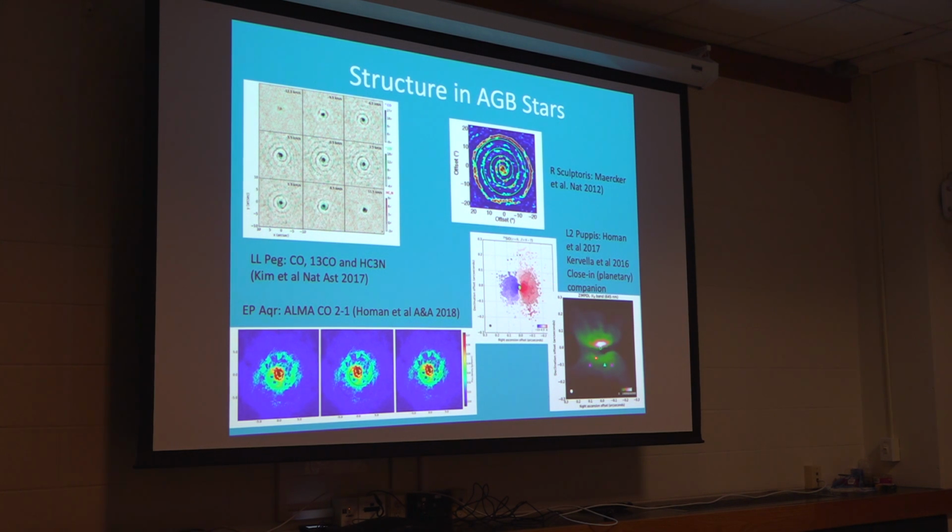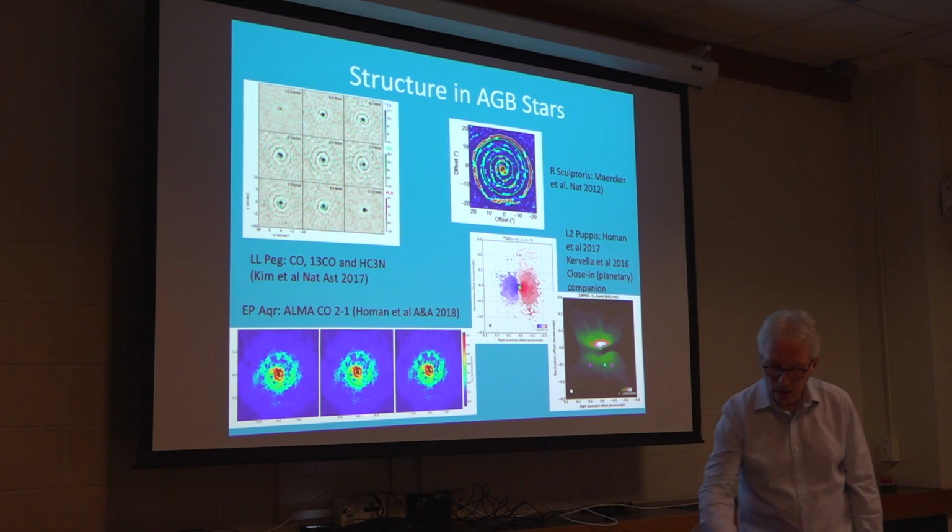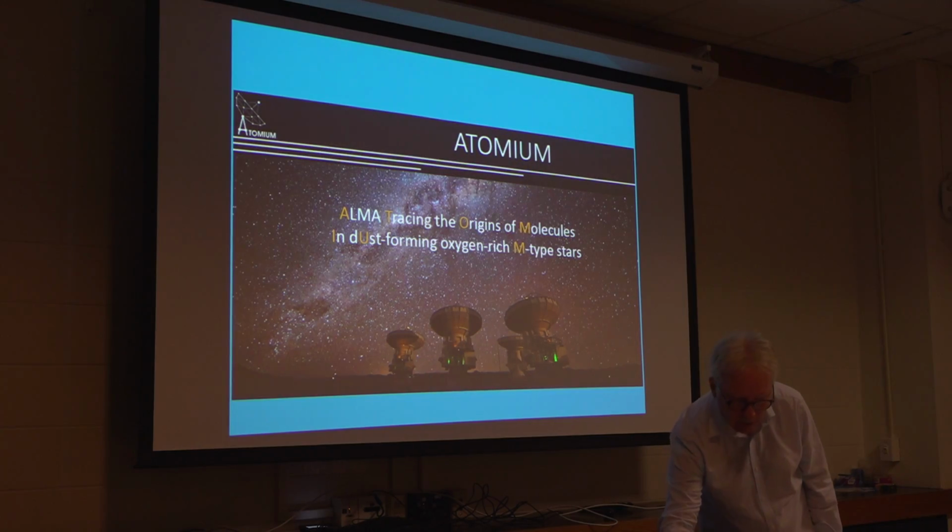So this is L2 Puppis, which in the optical at 645 nanometers shows a very nice disk structure. But if you look at silicon monoxide, you see blue and red shifted emission separated around this. This is a rotating disk. So there's lots of structures in these.